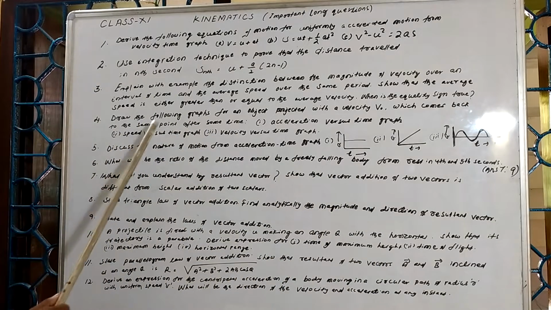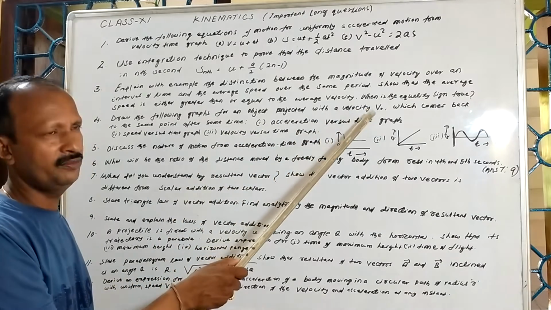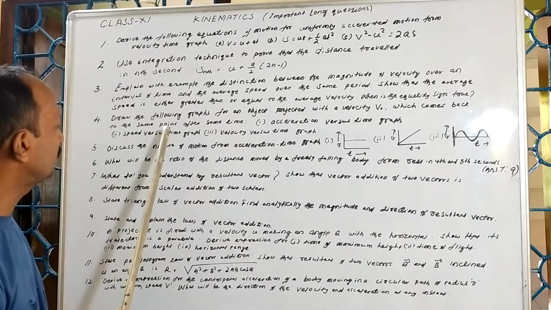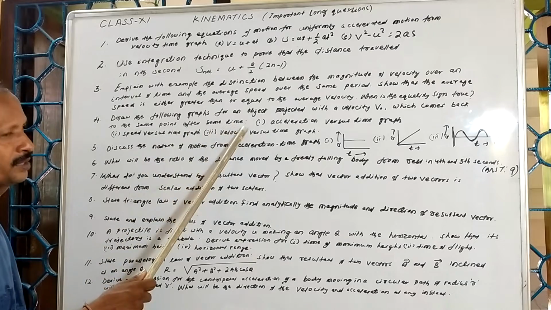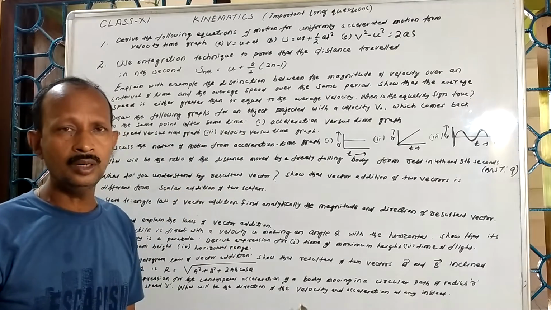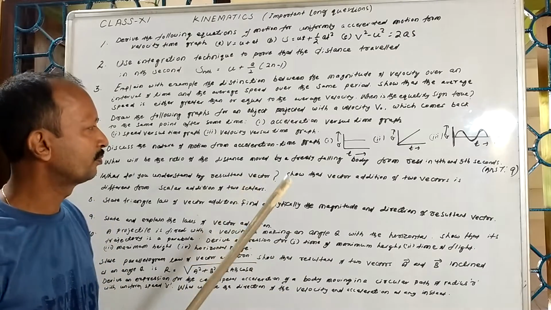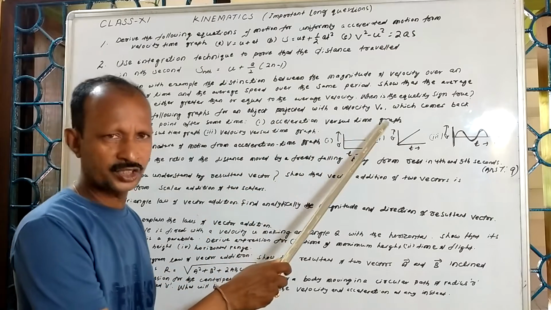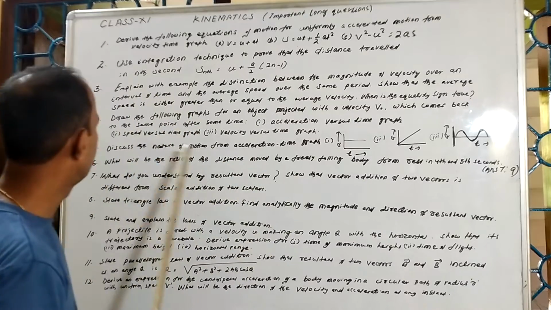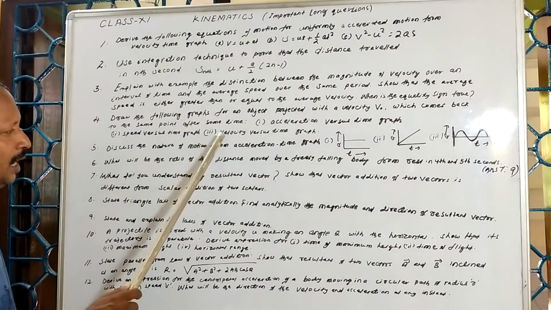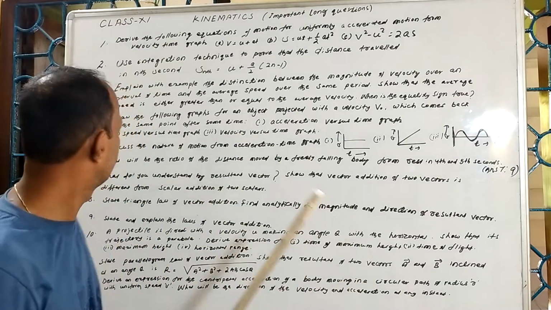Fourth question. Draw the following graphs for an object projected with a velocity v naught, which comes back to the same point. After projecting, the body comes to the same point after some time. So you have to draw the graphs. Graph is very important for your exam. First, acceleration versus time graph. All the time you have to take the time on the x-axis, acceleration on the y-axis. Second, speed versus time graph. Third one is the velocity versus time graph.